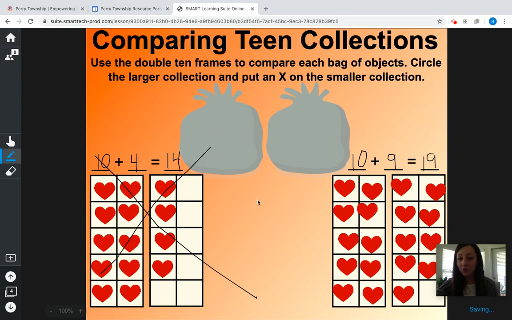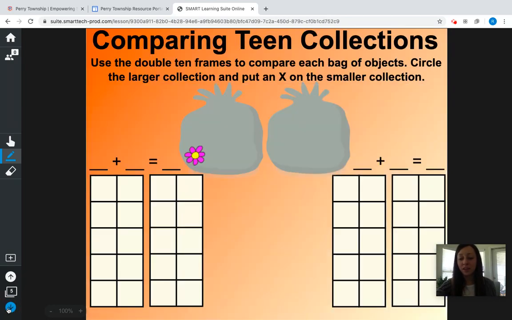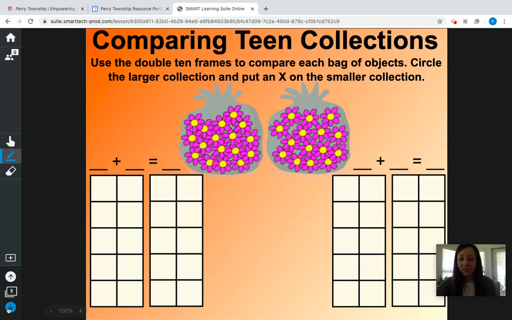All right, we are going to do one more together, and then I'm going to show you what you can do at home. Okay, while we're going through this, I want you to really think this time, what patterns are you noticing as we're doing all of these problems, all of these teen collections? What are you noticing about them? Is there something that is the same about the numbers? Right now, we've been comparing and saying which one's bigger, which one's smaller, but they all have something. All of these problems we've done so far have something that is the same.